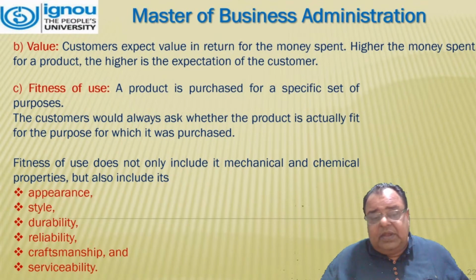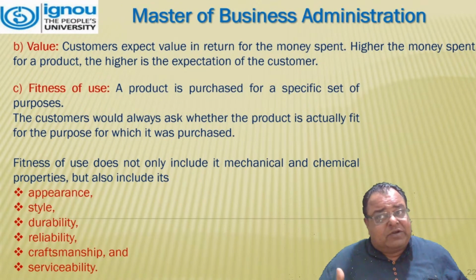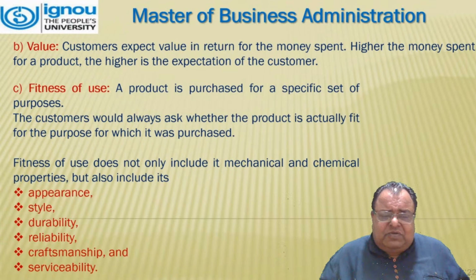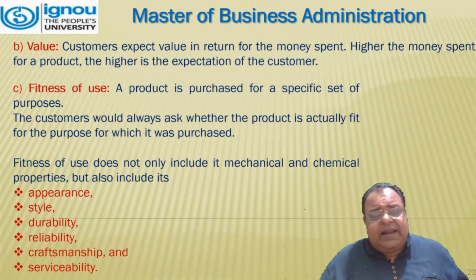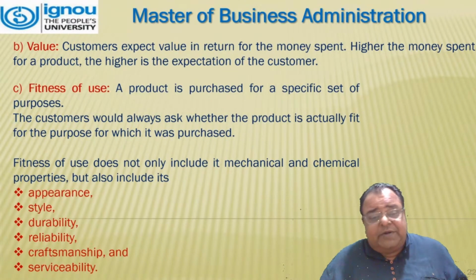Fitness of use. A product is purchased for a specific set of purposes. The customer would always ask whether the product is actually fit for the purpose for which it was purchased. Fitness of use does not include only its mechanical and chemical properties, but it also includes its appearance, style, durability, reliability, craftsmanship, and serviceability. These are the factors which normally create the quality of the product.